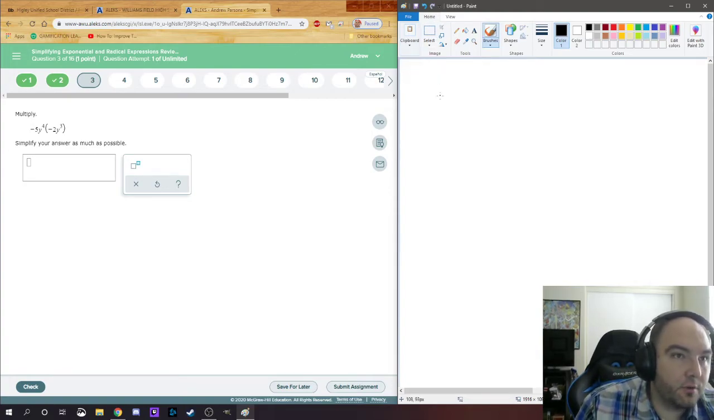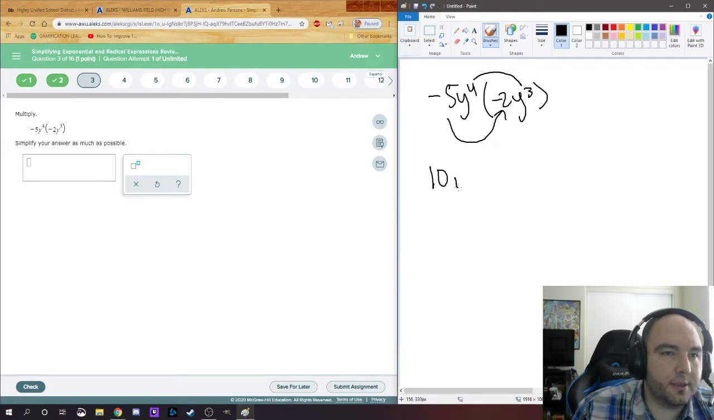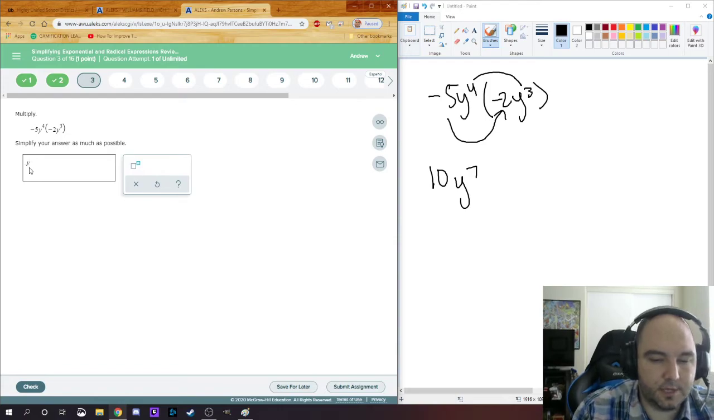All right, anyways, we've got negative 5y to the 4, negative 2y to the 3. So this is like the last problem. Again, numbers go with numbers. So negative 5 times negative 2 is positive 10, and then y to the 4th and y to the 3, those add together to make y to the 7. Simple stuff, I hope. 10y to the 7.